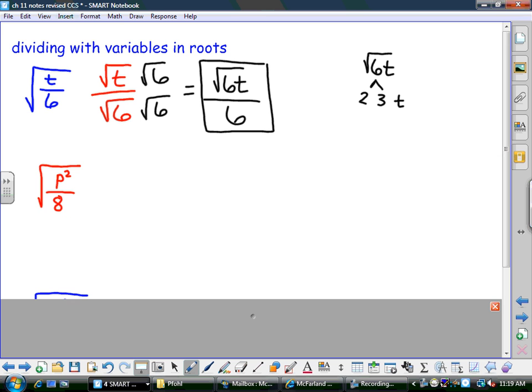Here's another one, the square root of p squared over 8. So we'll split that up into the square root of p squared over the square root of 8. And there are lots of ways to do it, but the easiest way is to simplify first, I think.